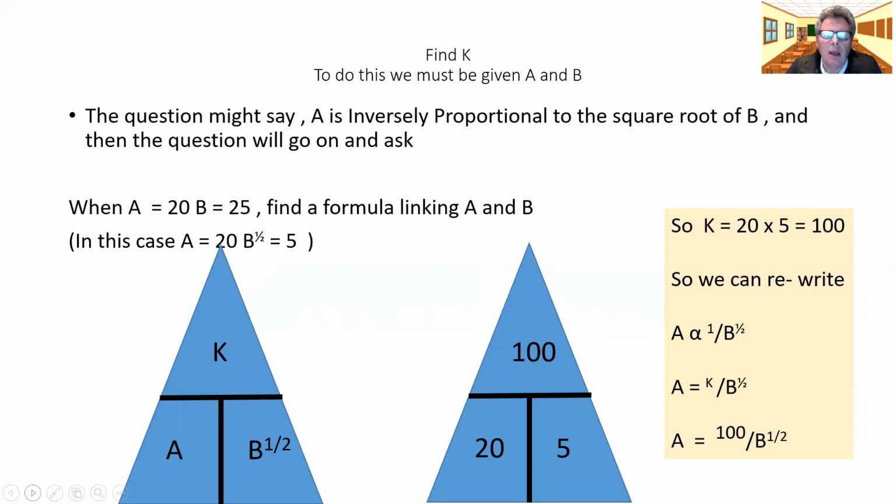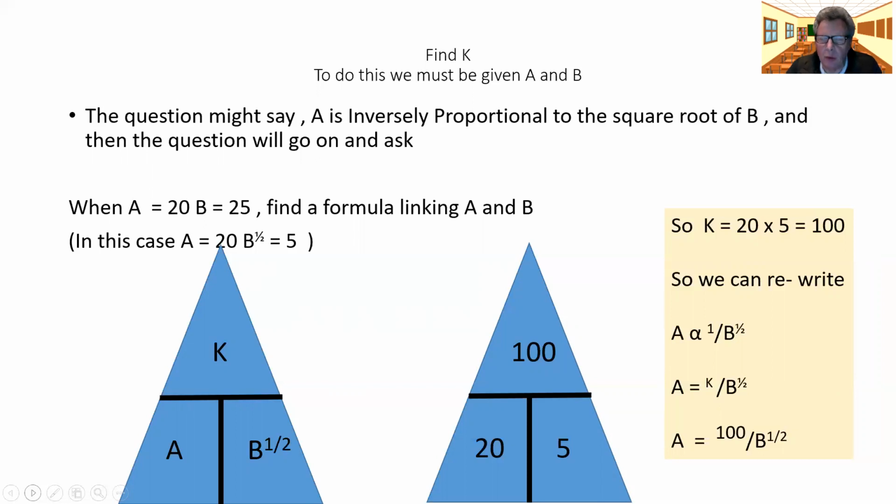Another one. This time, A is inversely proportional to the square root of B. And then it goes on to say, when A is 20, B is 25, and now we want a formula linking them. So remember, in this case, it's the square root of B. So if B is 25, then the square root of B is 5, and that's what we've got to put into the triangle.